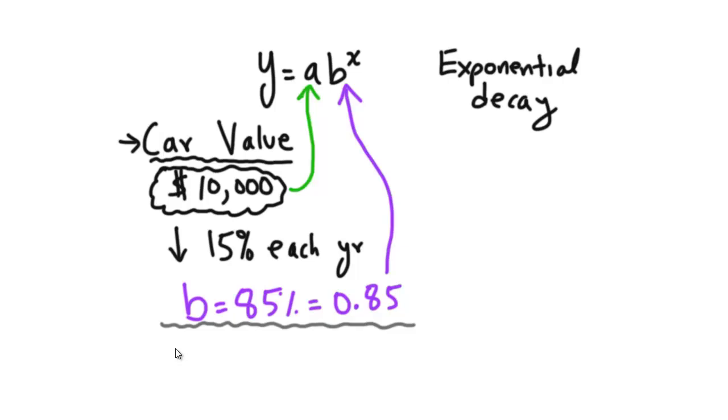Now we can write out the exponential decay function. Y is equal to the initial amount, which was 10,000, times 0.85, and raise that to the x power. Right? So now we can find the value of the car after x number of years. And we're done. And we're happy.